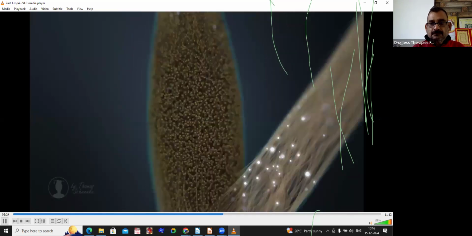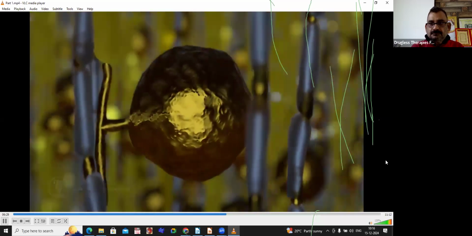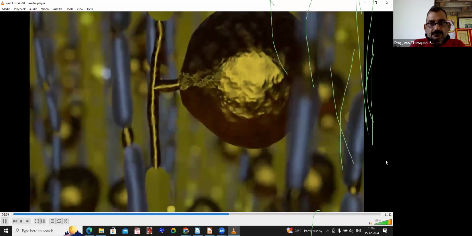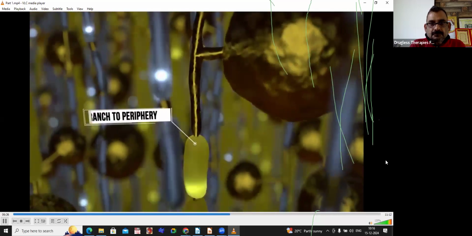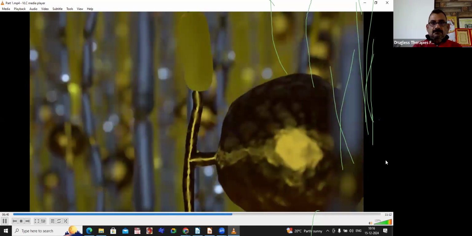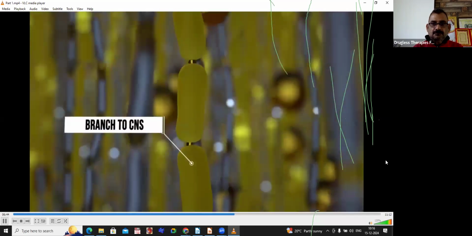The neurons in the dorsal root ganglion are pseudounipolar neurons, in which the axon is divided into two branches. One branch goes to the periphery, for example to the skin, and the other to the central nervous system. Impulses are transmitted from the skin to the central nervous system via the axon.